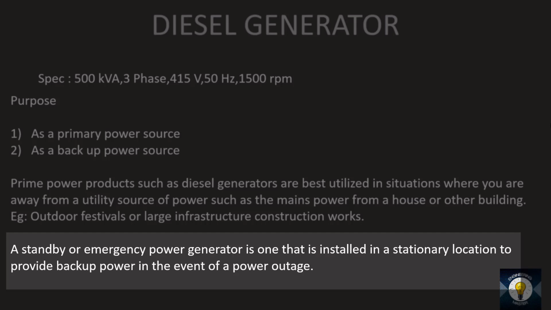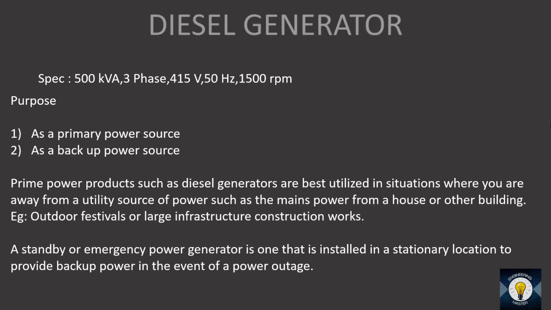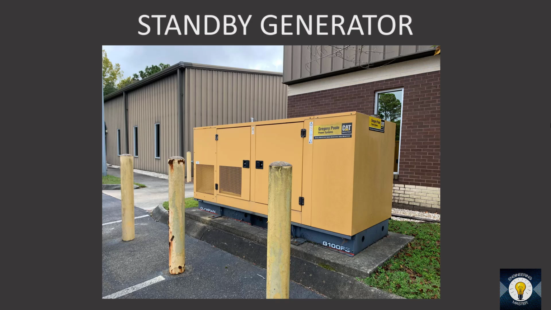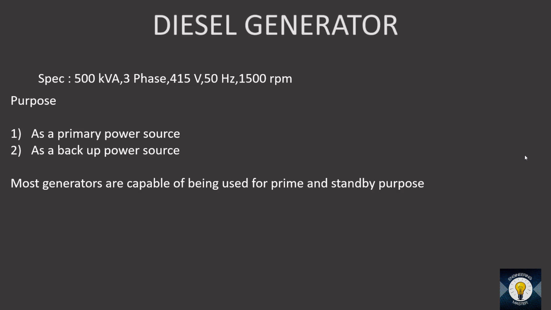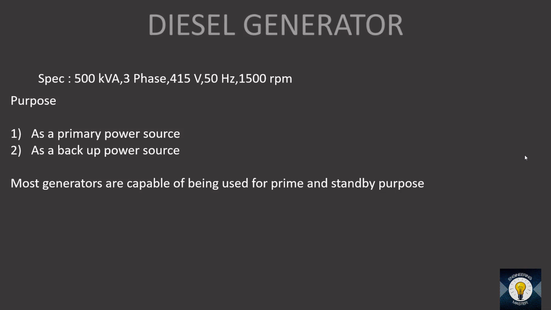The second one is standby power source or standby generator. This is normally installed in a stationary location as a backup power in case of power failures. It is used as a backup power in case of power failures or power outage. You can see generator installed in a stationary location and it is used as a backup power source for these villas. Almost all the generators are suitable for both the purpose. It can be used as a prime generator or it can be used as a standby generator.